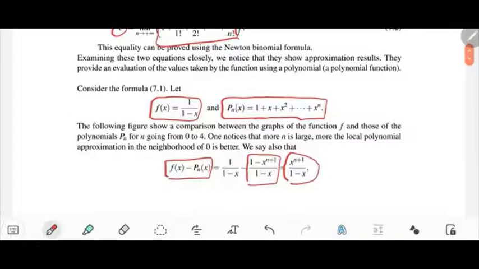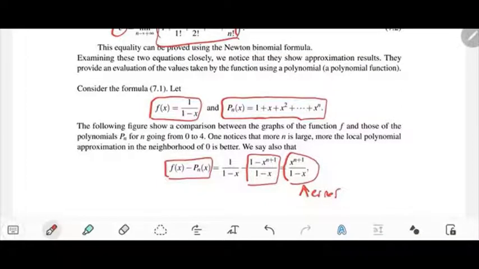And what's important is that if n tends to infinity, then x^(n+1) will go to 0, as I said. So this is the error that will go to 0. So you have the error term that goes to 0 if n becomes big. So as n increases, the approximation should be better.